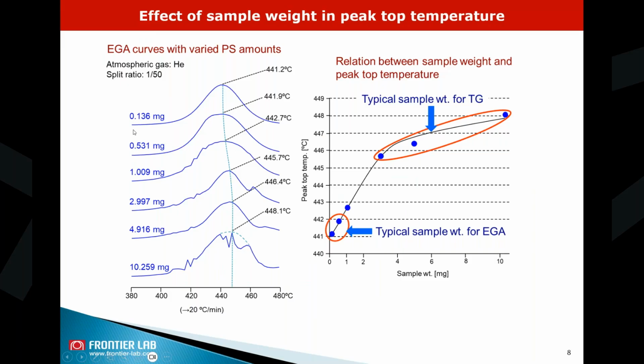increasing even with the EGA curve also. So when we take 0.136 milligram, it's around 441. When we have 5 milligram, it is already like 446, and 10 milligram 448. So it clearly shows the sample mass is one of the limiting factors, okay, due to which the thermogravimetric analysis data shows higher peak top temperature compared to the evolved gas analysis MS data.